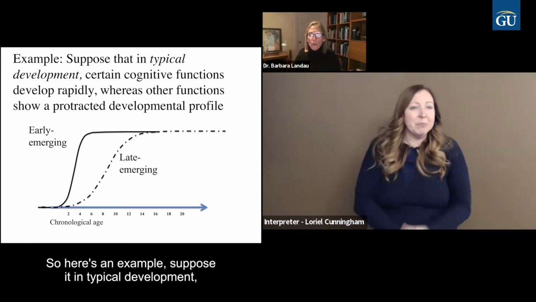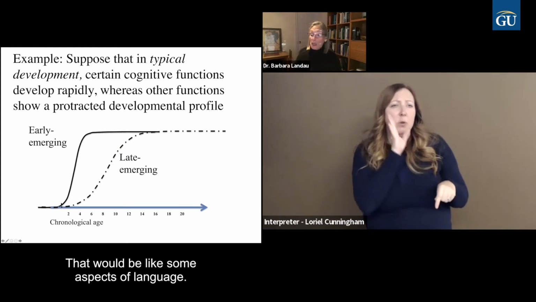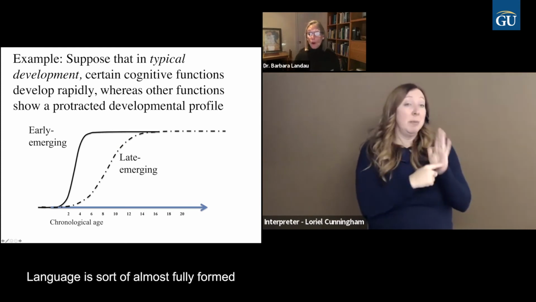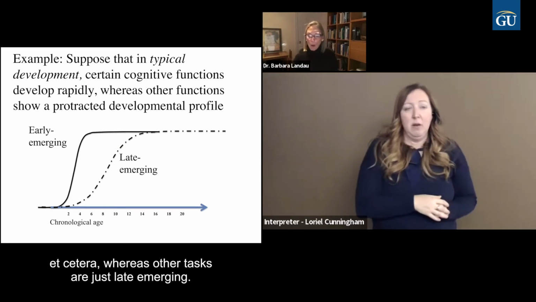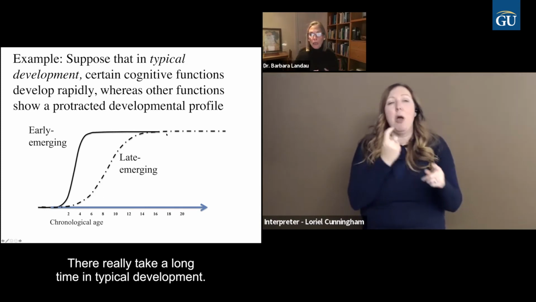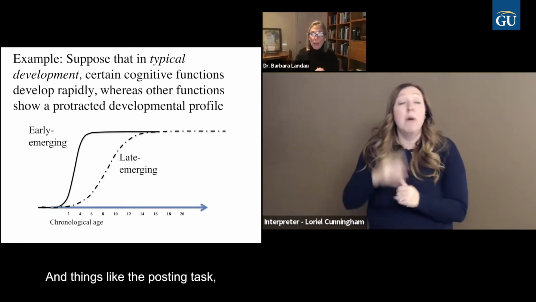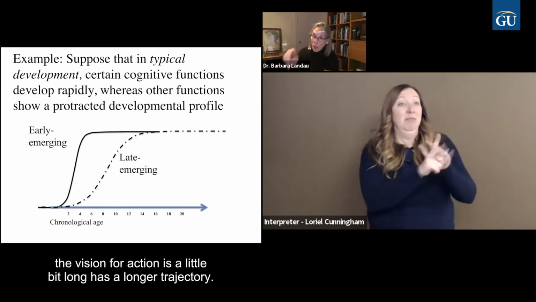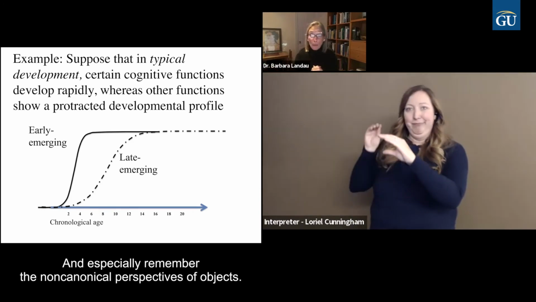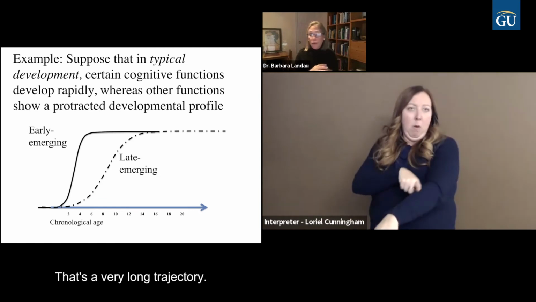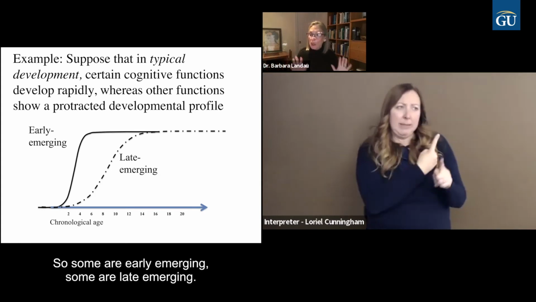So here's an example. Suppose that in typical development, certain cognitive functions just emerge early. That would be like some aspects of language. Language is almost fully formed by the time the child is 4 or 5. It could be object recognition from canonical perspectives, etc. Whereas other tasks are just late emerging. They really take a long time in typical development. Things like drawing actually have a very long trajectory. And things like the posting task, vision for action, have a longer trajectory. And especially remember the non-canonical perspectives of objects. That's a very long trajectory. You don't get to adult level until you're 12 or older. So some are early emerging, some are late emerging.